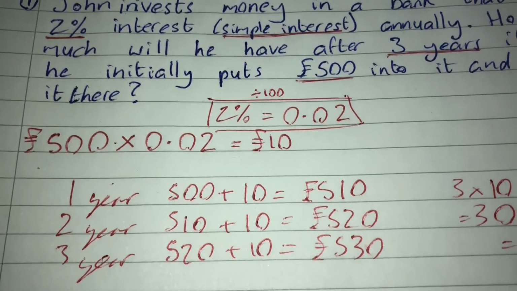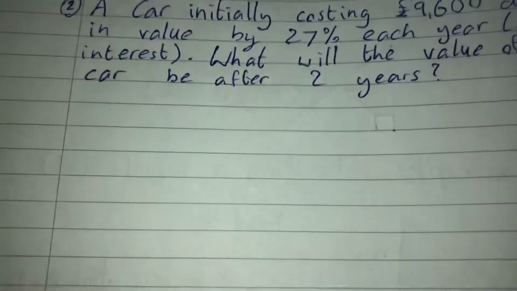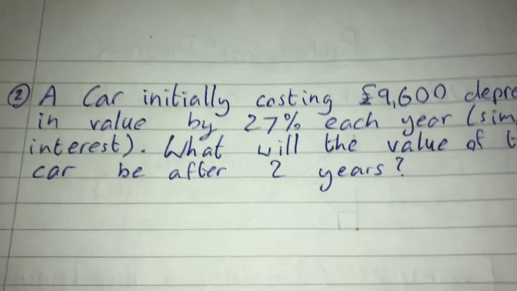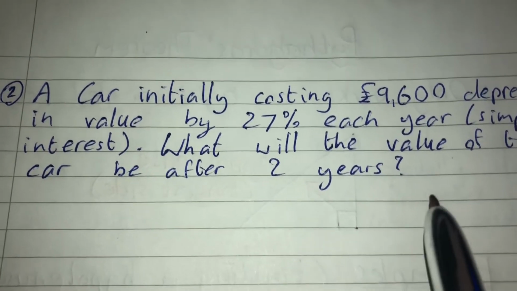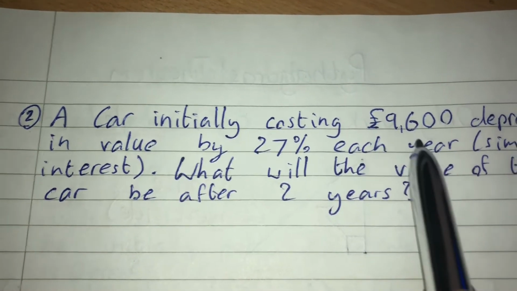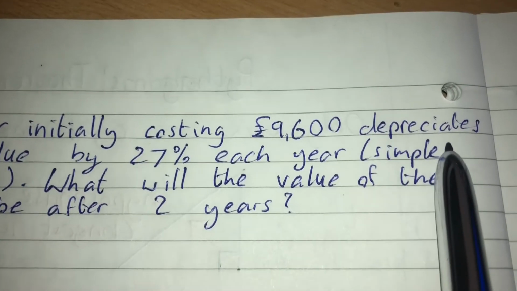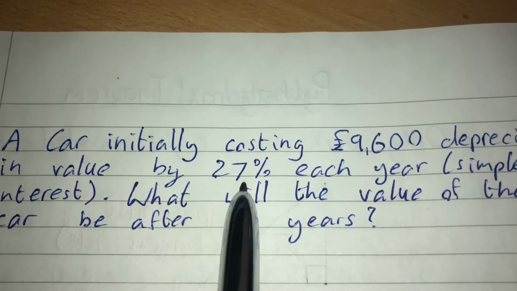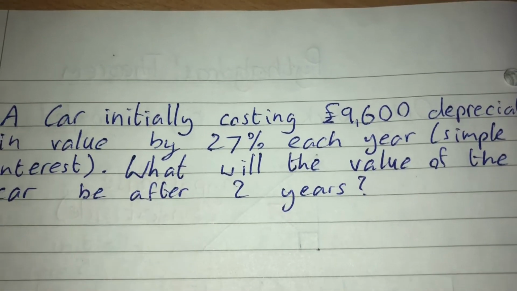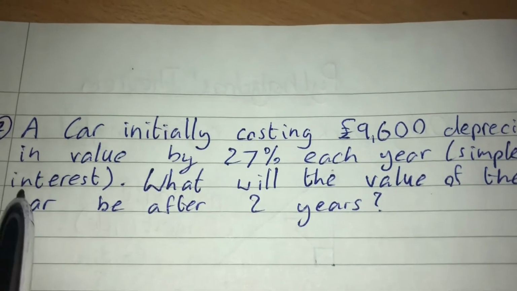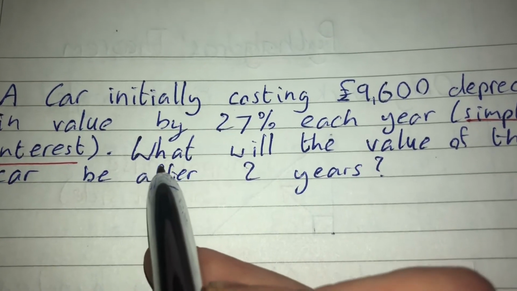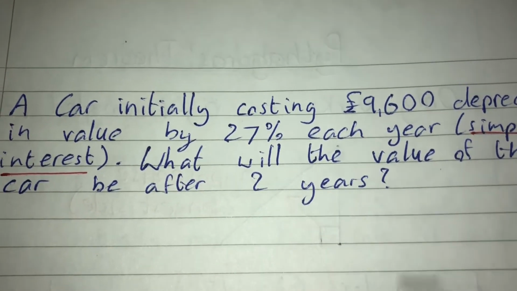We'll look at a second example, only this time it's something with simple interest that's depreciating in value. If you ever consider a car, usually the older a car gets, the less it is worth. So it tells us here a car initially costing £9,600 depreciates in value by 27% each year. Again, it also highlights that it's simple interest. Normally it would be compound interest involving cars, but we're just going to, for talk's sake and for a bit of practice, say that it's simple interest in this example. What will the value of the car be after 2 years?